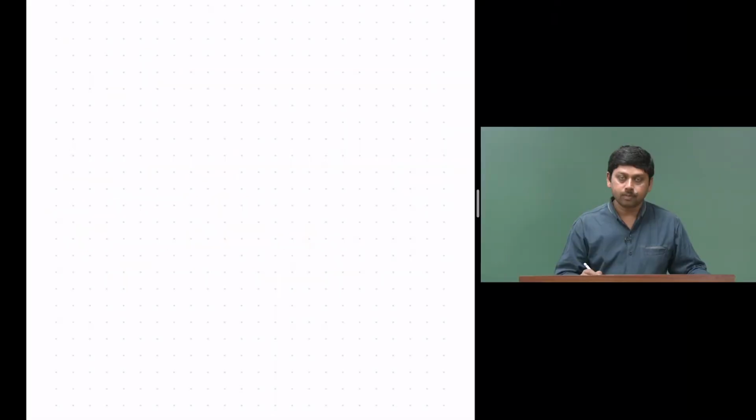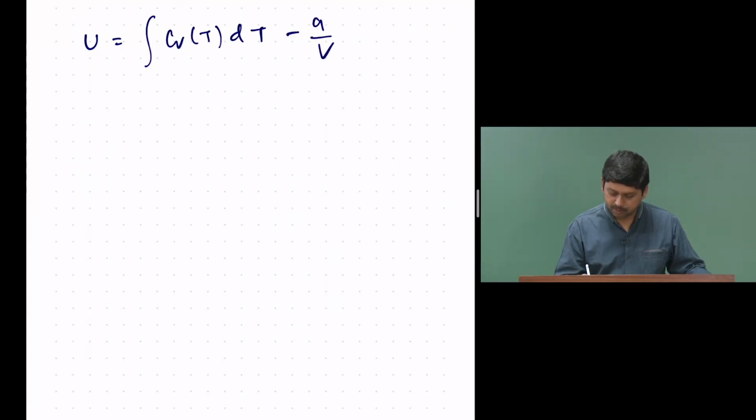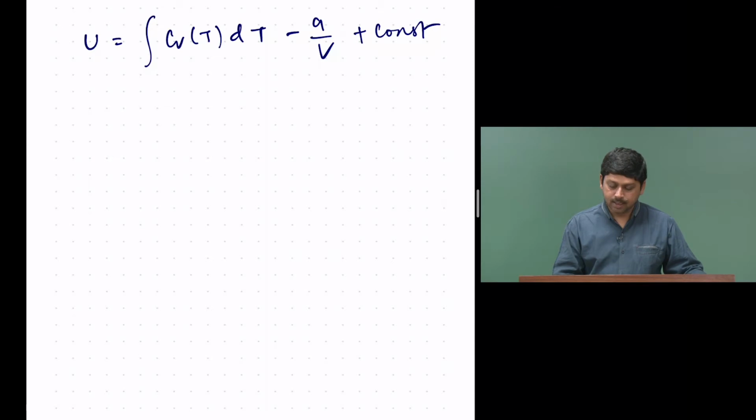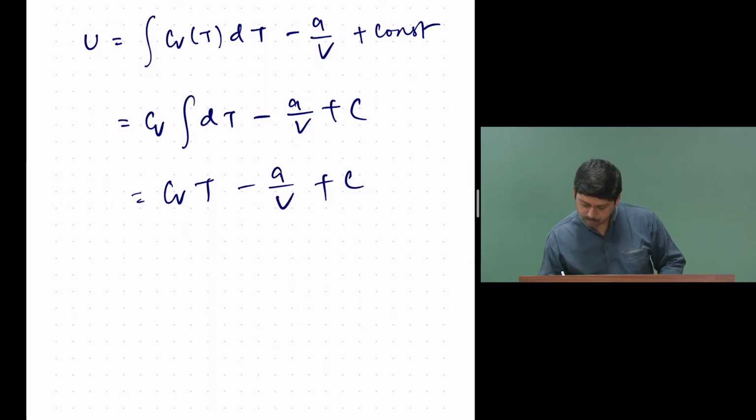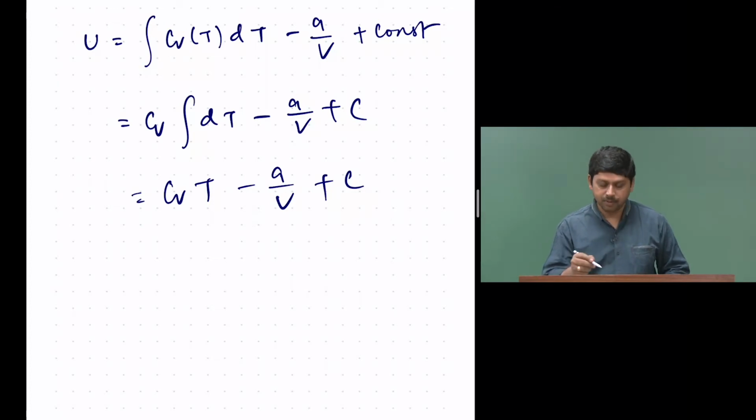Now, we have seen that for the same system, we can write U as the integral of Cv dT minus A by V plus constant. So, that is the equation for van der Waals gas. We have shown that. Now, in this particular problem, it is specified that Cv is independent of temperature. It can be a constant. So, we can take the Cv out and do the integral of dT minus A by V plus constant, which is Cv T minus A by V plus constant, and that is what proves this. And this expression I am writing from the previous problem that we did.